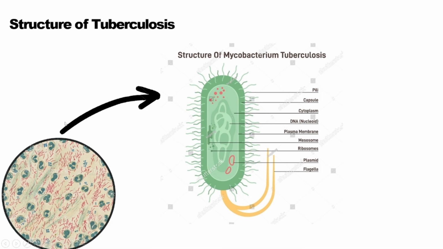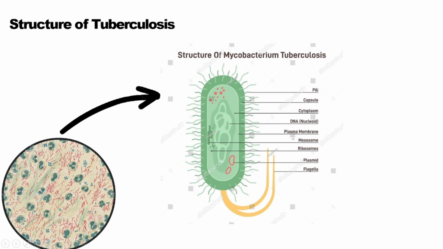If we go to the anatomy of Mycobacterium tuberculosis, we are going to analyze its structure. As you can see, this is a rod-shaped bacterium in which there is a flagella. Flagella mostly extend from the interior side of the bacterial body. After that, there are the plasmid, ribosomes, mesosomes, and plasma membrane, which lie under the capsule. Then there is DNA, which is the genetic material of Mycobacterium tuberculosis. Then there are the cytoplasm, capsule, and pili.